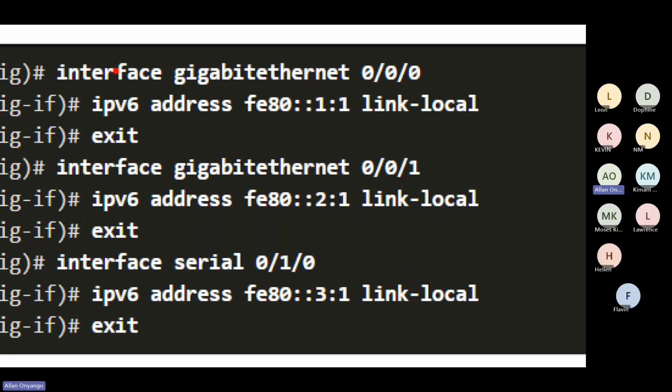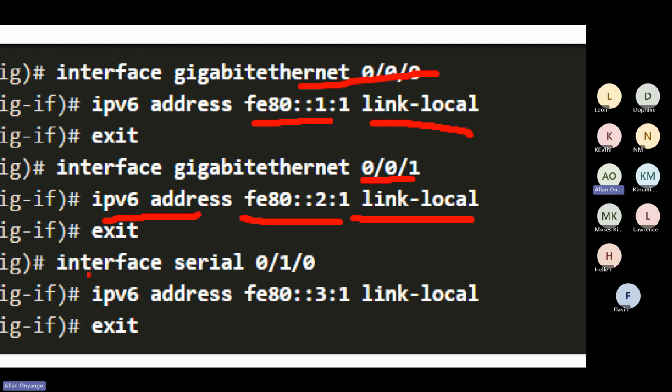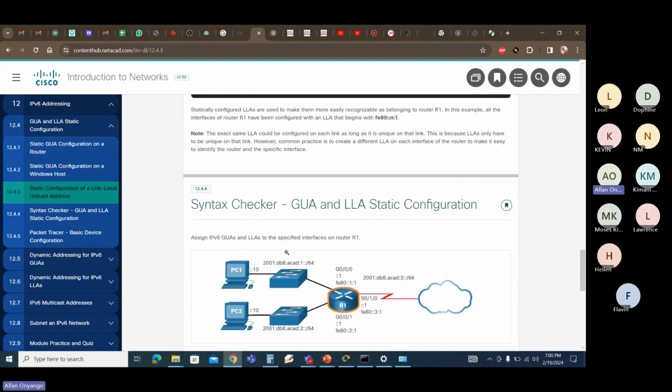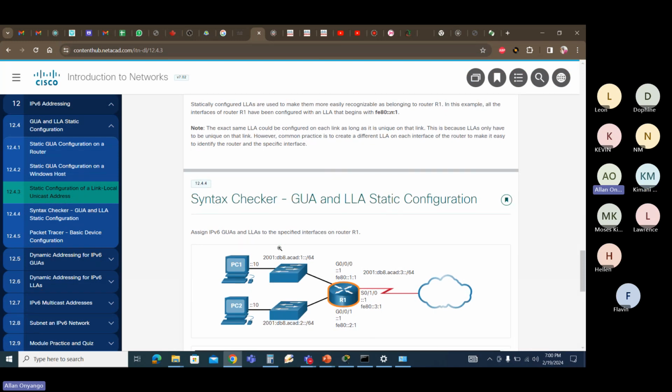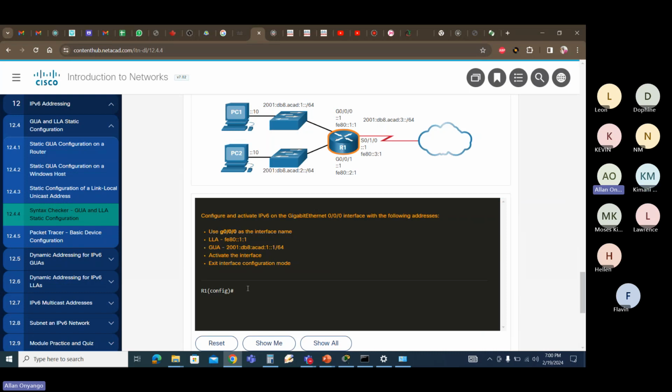You configure IPv6: you say interface G0/0, then you say ipv6 address 2001, whatever it is, /64 for the GUA. Then you also say ipv6 address FE80:1:1. You must add link-local when you're configuring the link-local address. Both of them start with ipv6 address, but for link-local you must add the word link-local. Please do not forget. For G0/1, you also say ipv6 address FE80:2:1 link-local, and the same for serial 0/0/0, ipv6 address FE80:3:1 link-local. Please record this syntax; you're going to configure both the link-local and IPv6.